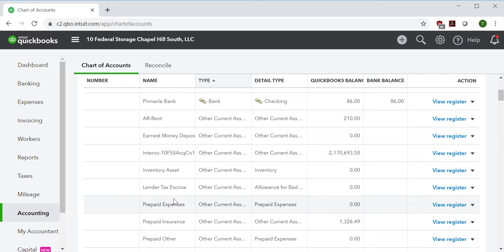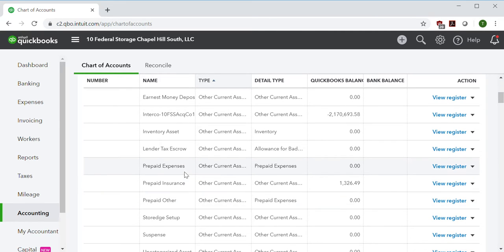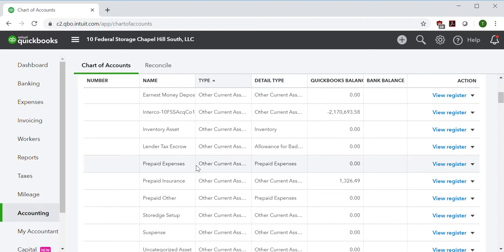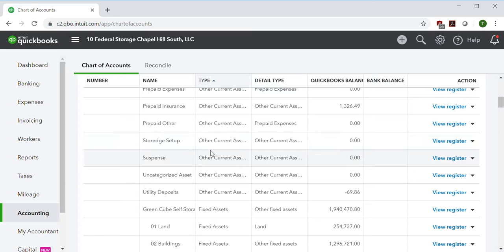We pay insurance one time a year for the most part. We pay insurance one time a year, and then it just gets expensed for the next 12 months. We'll explain when we get to recording these what that actually means. Once we get to expenses, yes, we will.